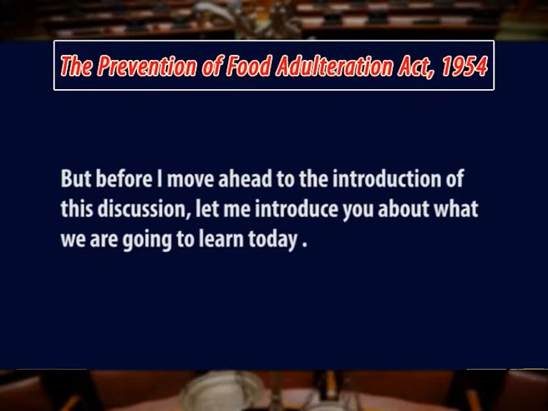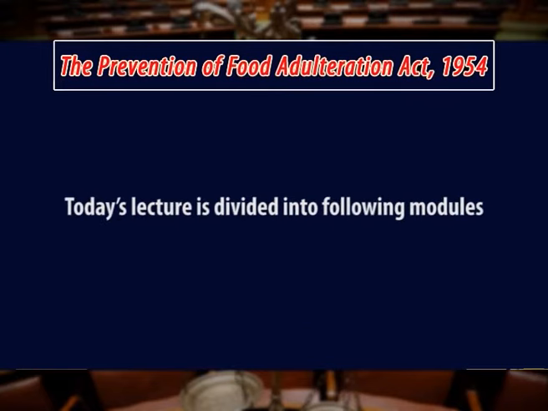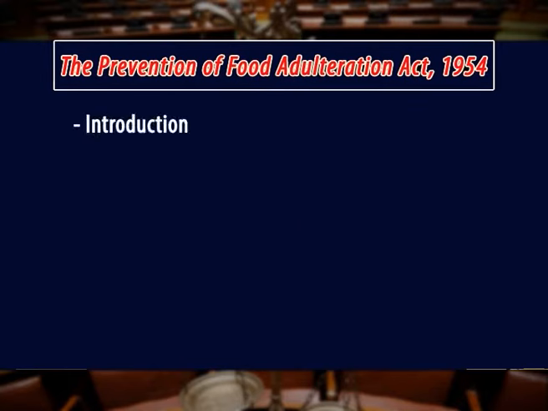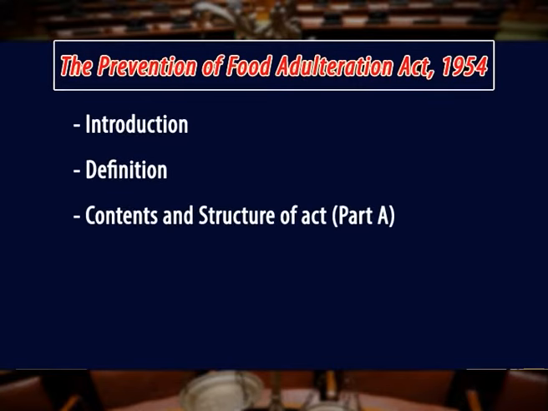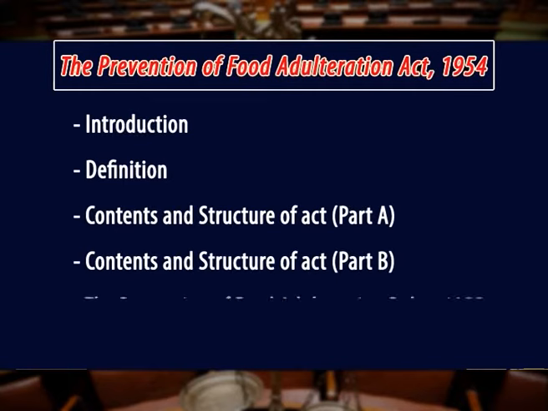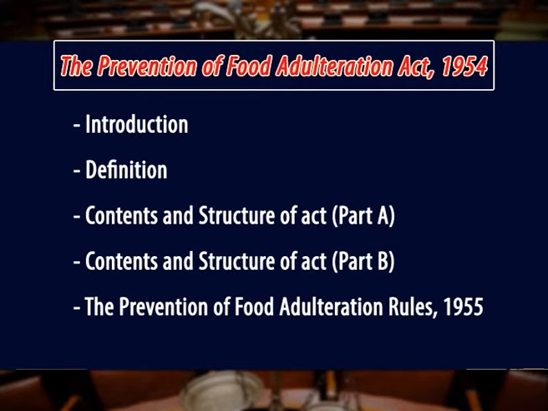Today's topic of our discussion and learning is all about the Prevention of Food Adulteration Act 1954. But before I move ahead to the introduction of this discussion, let me introduce you to what we are going to learn today. Today's lecture is divided into the following modules. Module 1, Introduction. Module 2, Definition. Module 3, Contents and Structure of the Act, Part A. Module 4, Contents and Structure of the Act, Part B. Module 5, The Prevention of Food Adulteration Rules 1955. Module 6, Conclusion.